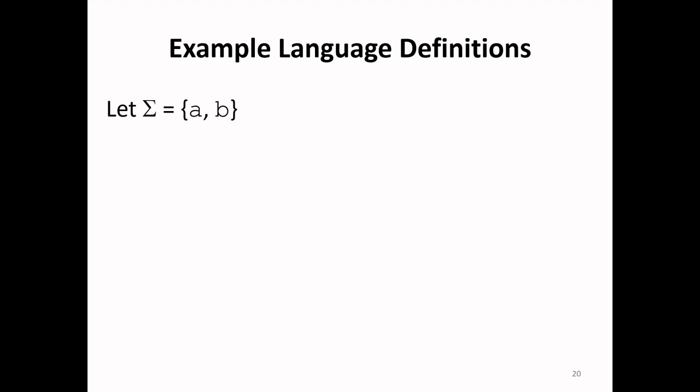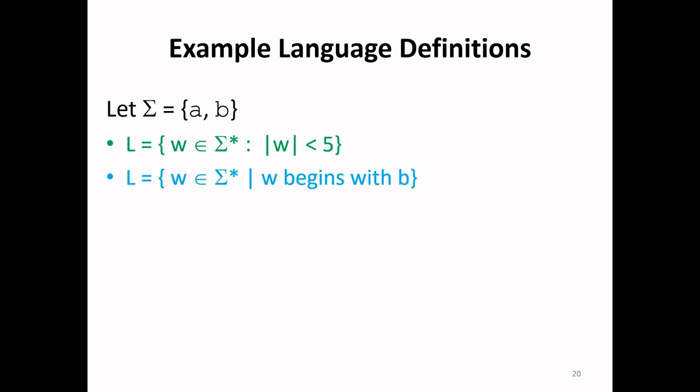Over summation AB, this language represents all possible strings whose length is 5 over alphabet AB. This language consists of all possible strings over summation AB where all the strings W begin with B. This language consists of all the strings over summation AB where the number of B's present in these strings must be equal to 2.